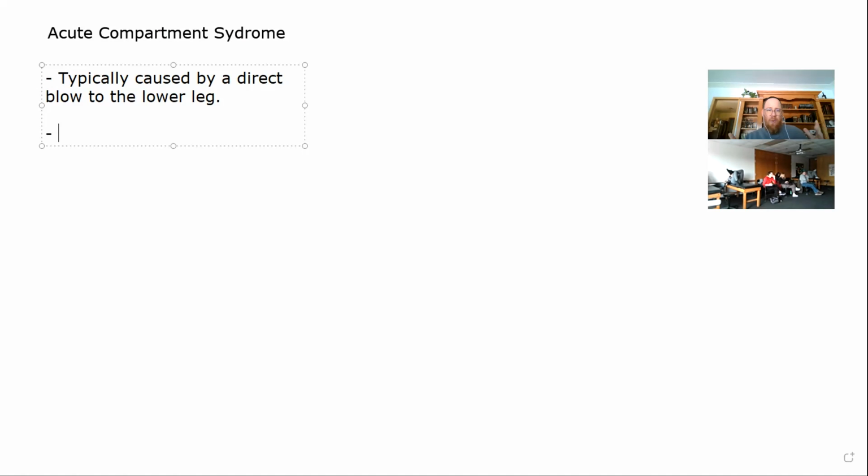Okay. Anyway, we have this pathology known as acute compartment syndrome. This is typically caused by a direct blow to the lower leg. After this direct blow, we typically have rapid swelling and hemorrhaging. Ultimately, this rapid increase in intercompartmental pressure will cause neurological and vascular function in the lower leg to be compromised.